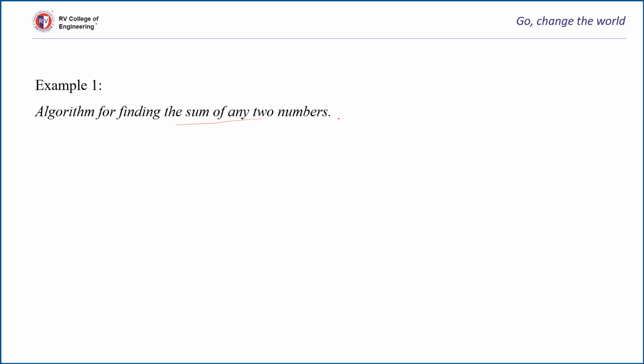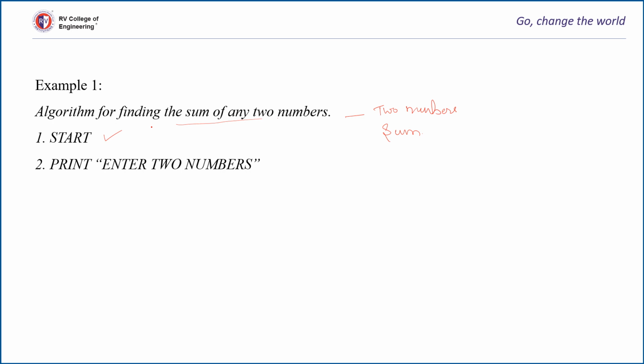So in this particular problem, what will be the input? Input is the two numbers, and what is the output? The output is the sum, right? Now, always the algorithm will have the first step as start and the last step as stop. Okay. Ask the user to enter two numbers. Read these two numbers into A and B.